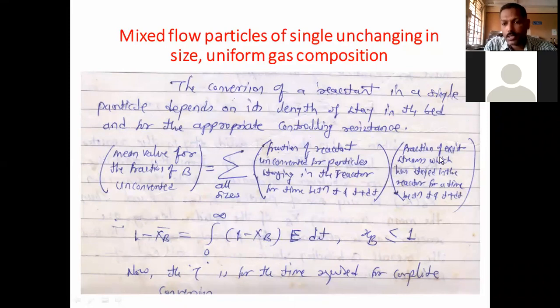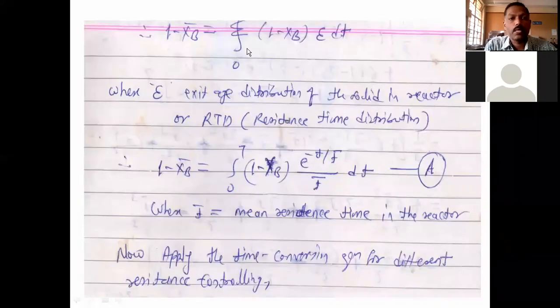E dt is the fraction of exit stream, and it is integrated with respect to time. Here the maximum time is tau, the time required for complete conversion of particles, so we take 0 to tau. So we can write 1 minus xB bar equal to the integral from 0 to tau of 1 minus xB into E dt, where E is the exit age distribution of solid in the reactor, or RTD, residence time distribution.